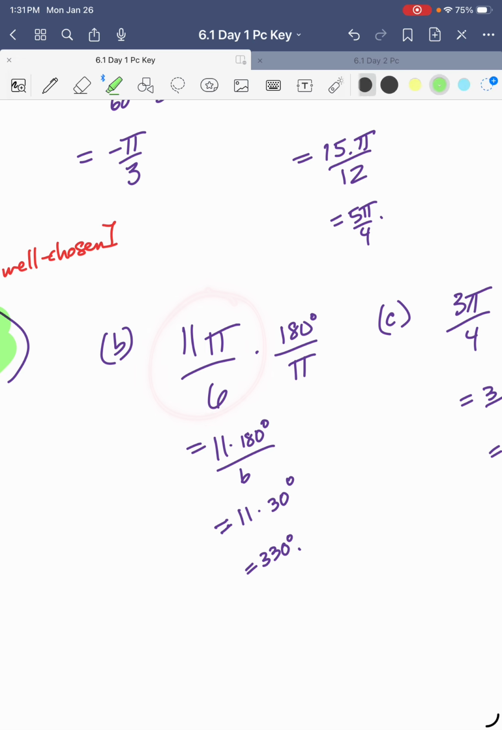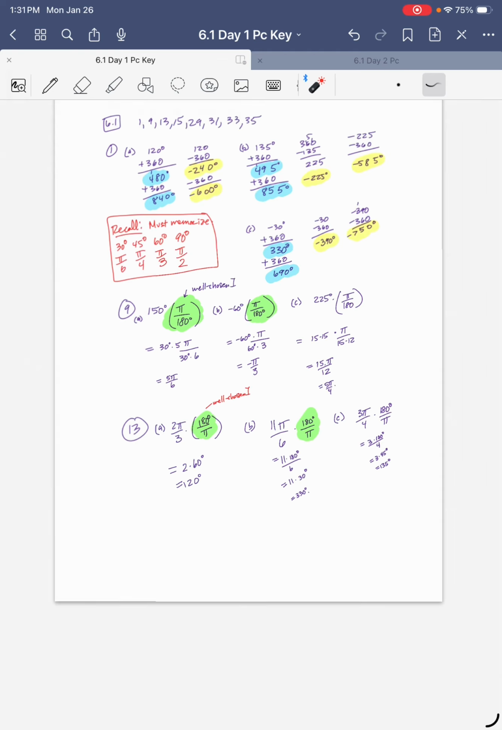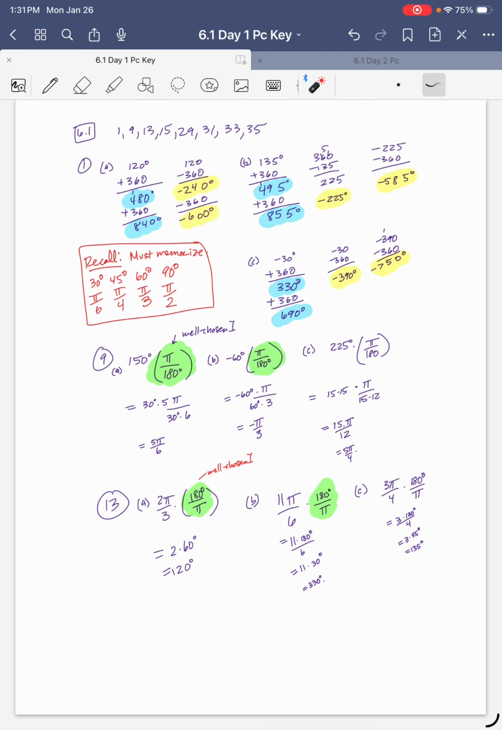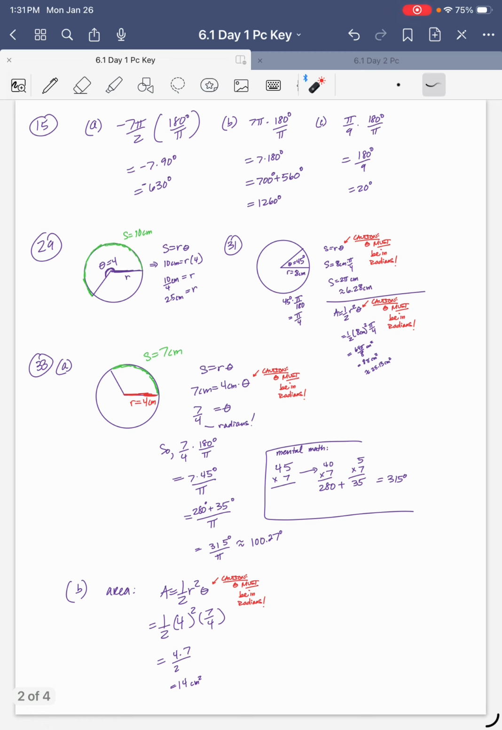Again, here, if you have this and you multiply by a well-chosen 1 to introduce degrees, I put 180 on top since it's already radians. When you introduce degrees, you get what you need, and we move on from there. Cool. All right.